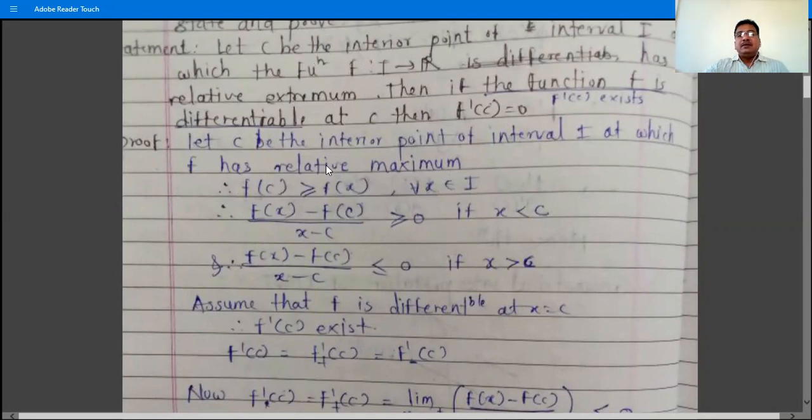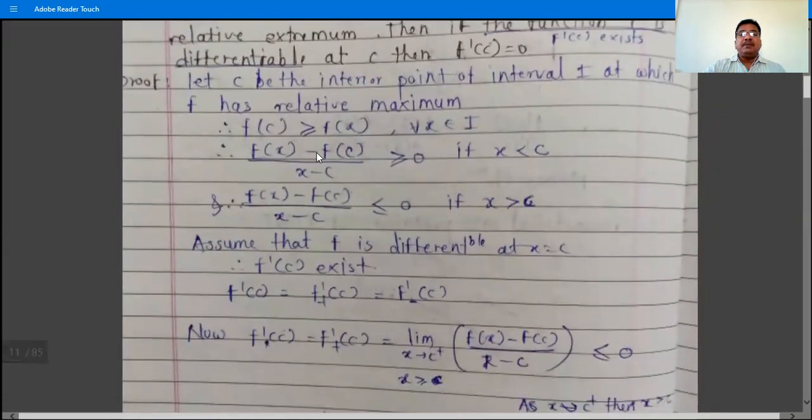So relative extreme means either maximum or minimum. We assume that f has a relative maximum at the point C. So we have that f of C is greater than or equal to f of x for all x belongs to I. The maximum or minimum of the function f means the maximum or minimum of the set of images under that function. So this is the concept of maximum of the function or minimum of the function. So we have f of C is greater than or equal to f of x for all x belongs to I.